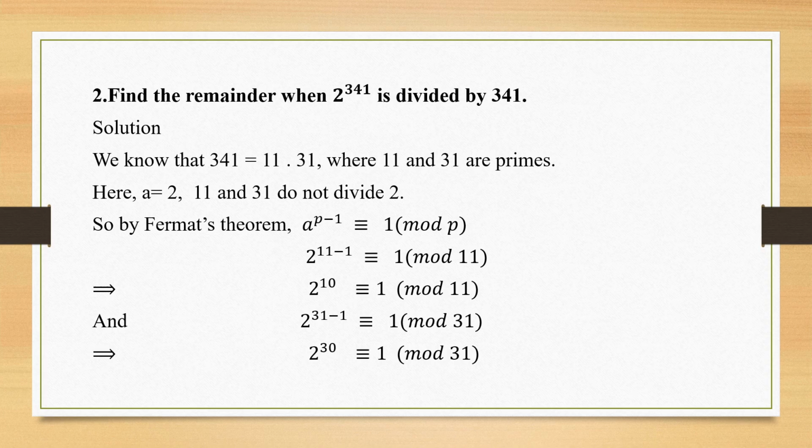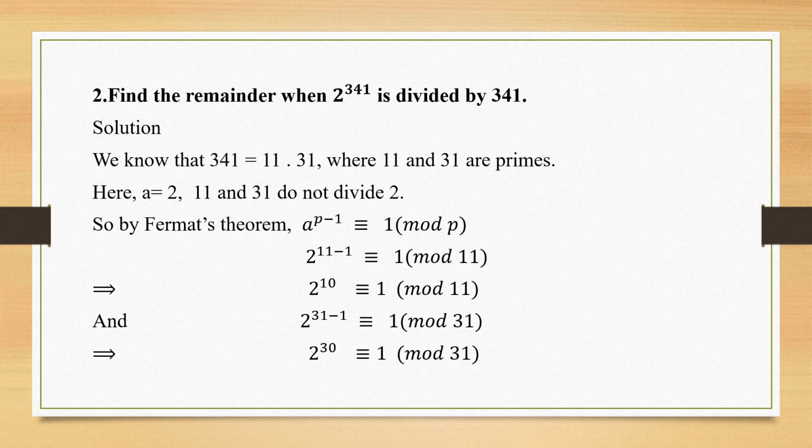So the next problem is very similar to the previous problem. Again we are going to find the remainder when 2 to the power of 341 is divided by 341. Now you could observe that the number which is used as a modulo number is the same as your power number. But the procedure is going to be the same.